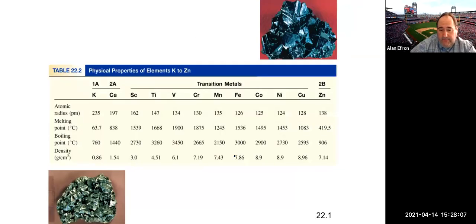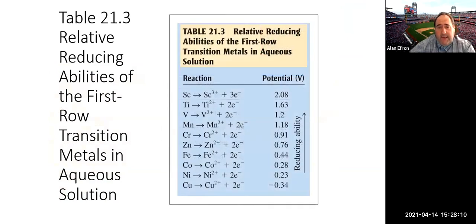There's another table similar to the one we saw earlier. This is the relative reducing abilities of the first row transition metals. And we see a couple of things here. We see that the reducing ability increases as we go to the left on the periodic table. Also really important, when you look at this table, you might be thinking this looks just like the SRP table that I saw earlier in the previous chapter, and you would be kind of incorrect. These reactions here, these are all oxidation reactions.